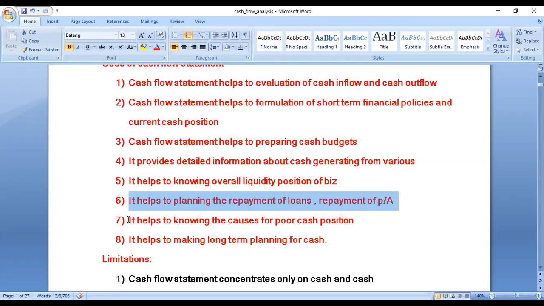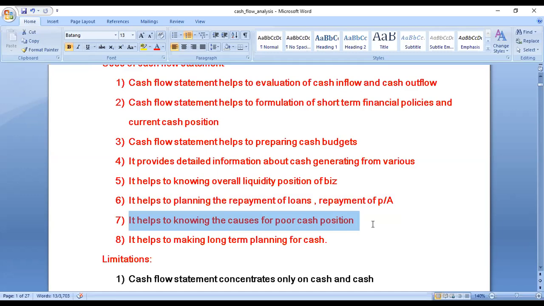The seventh point, my dears: it helps in knowing the causes for poor cash position. Why is the cash position very low in the organization? It helps in knowing the causes, meaning the reasons, why the organization has a very less cash position.